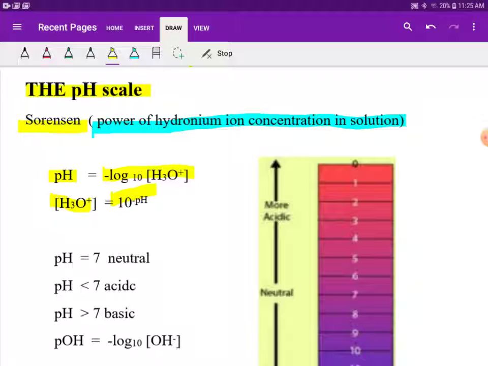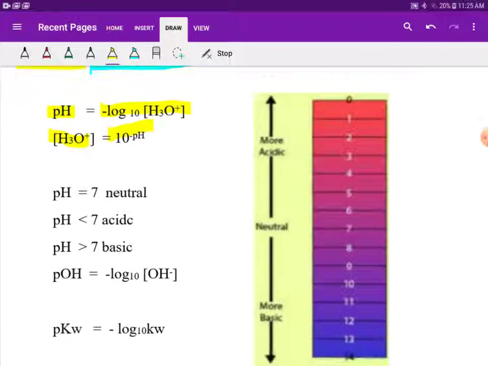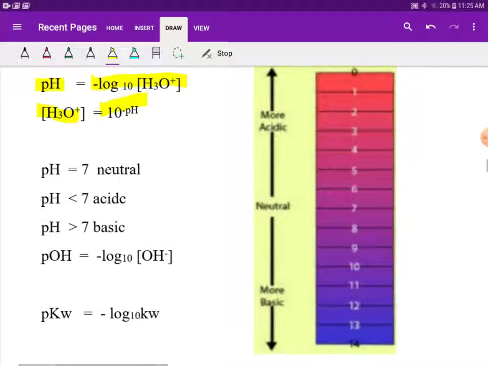As you know, for any acidic solution, the H plus ion concentration is greater than 10 raised to minus 7 moles per liter, that is 10 raised to minus 6, 10 raised to minus 5, 10 raised to minus 3, and so on. Therefore, pH is lesser than 7, that is acidic.